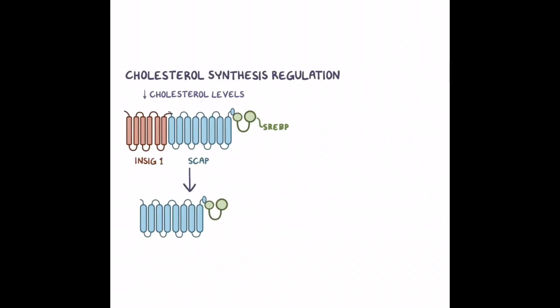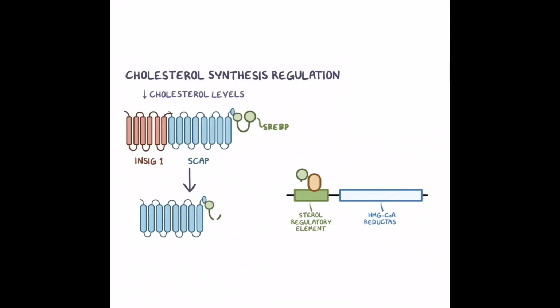And the SREBP SCAP complex then gets cleaved by cellular enzymes. The cleaved SREBP floats into the nucleus and binds to the sterol regulatory element on the DNA. When it binds, it increases expression of the genes encoding HMG-CoA reductase. That leads to more HMG-CoA reductase, which speeds up endogenous cholesterol synthesis.